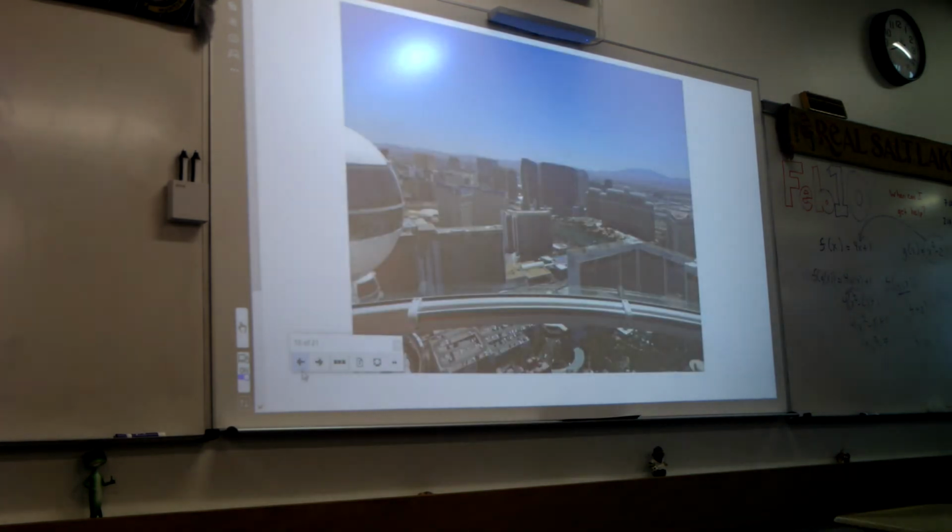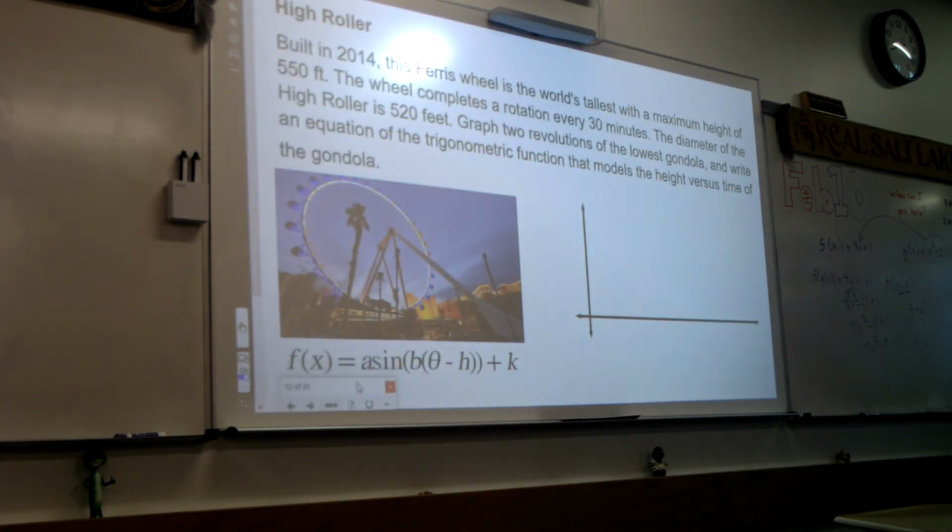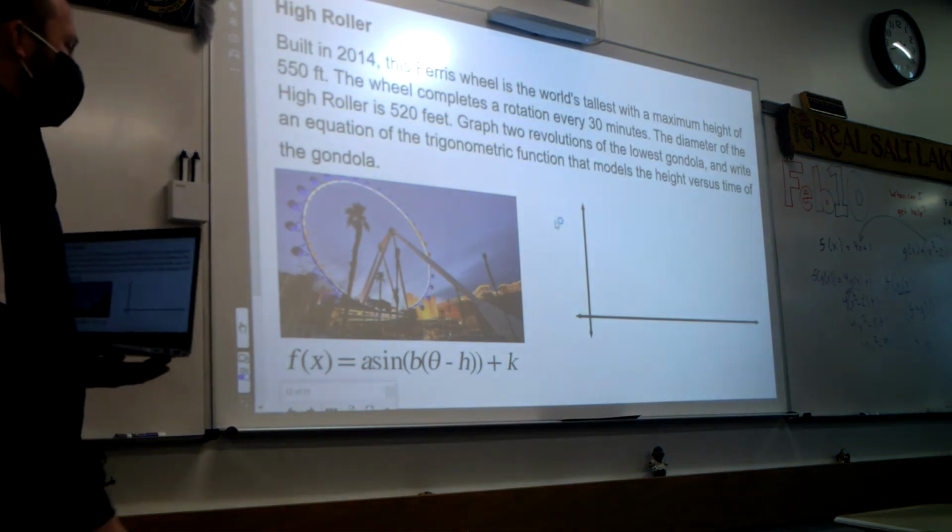All right, so what we're going to do now is come up with the graph and the equation for the High Roller. Let's send this one to Allie. Will you just read that for us? Okay, great. So when we're looking at this one, what are some similarities? What are some differences?